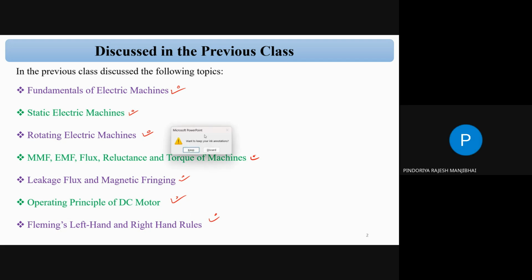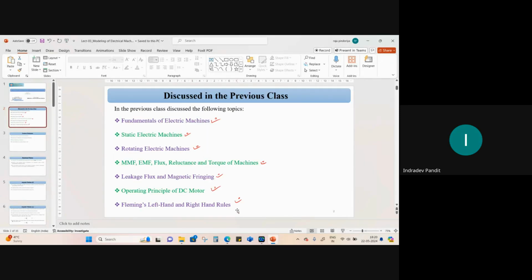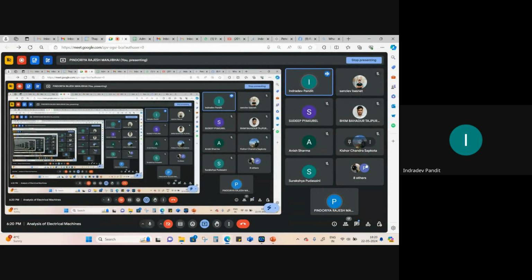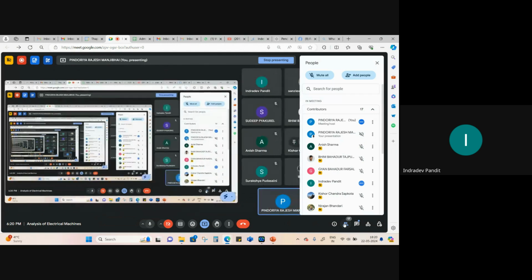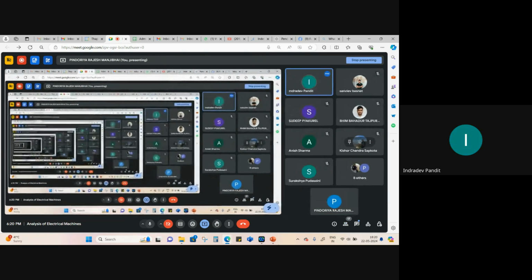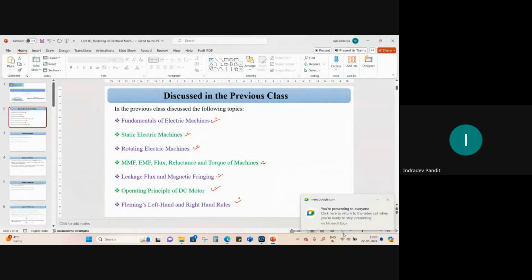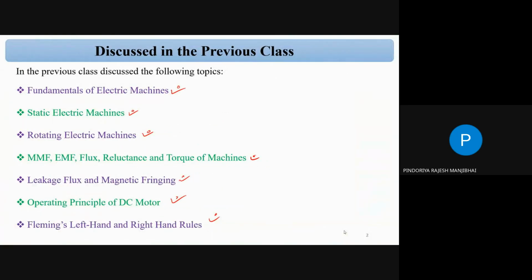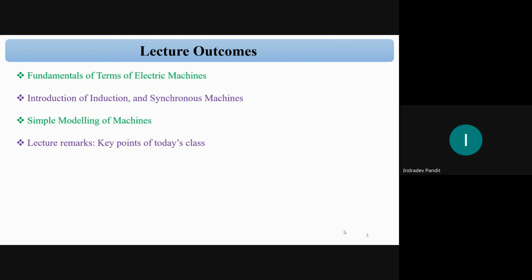Yes, any confusion, any query from the previous class? Yes, any student, any query, any confusion from the previous class? Okay. So if you don't have any query or confusion from the previous class, then we can start the new topic.